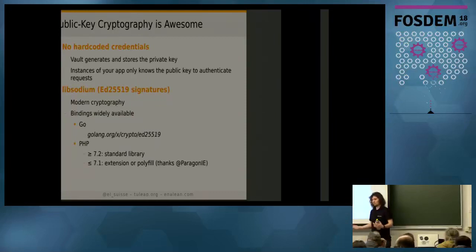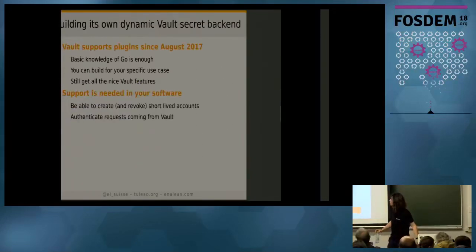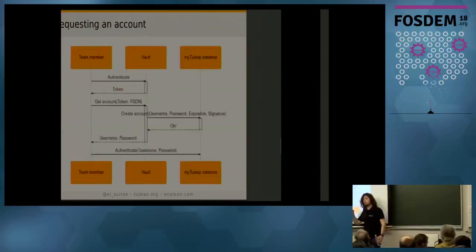Okay. And where is the private key? Yes, the private key is generated directly in Vault. So it's generated by Vault and stored by Vault. Basically, the private key never leaves Vault, and we do not even know the private key.